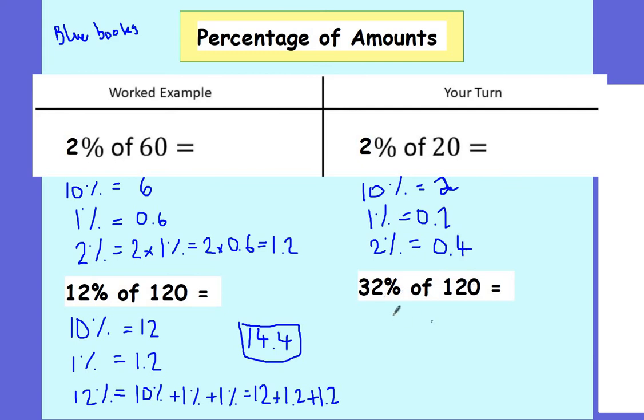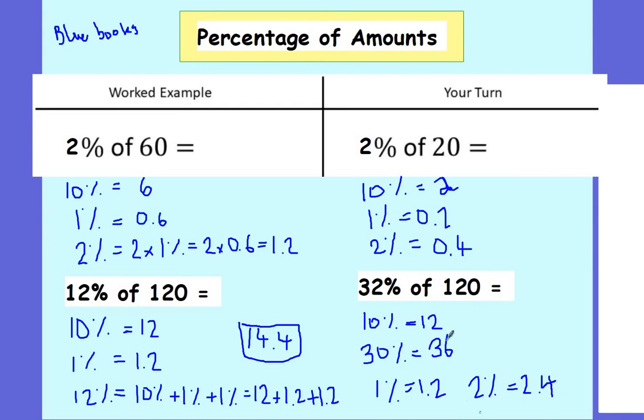Underneath, I need to work out 32% of 120. 10% is going to be 12. 30% is therefore going to be 3 times that, which is 36. 1% is 1.2. 2% is therefore 2.4. And let's put that together. I need 30% plus 2%, which gives me 38.4. And there you have it.